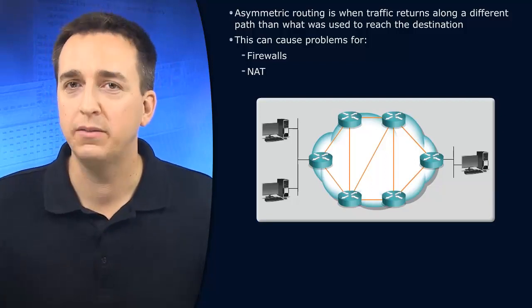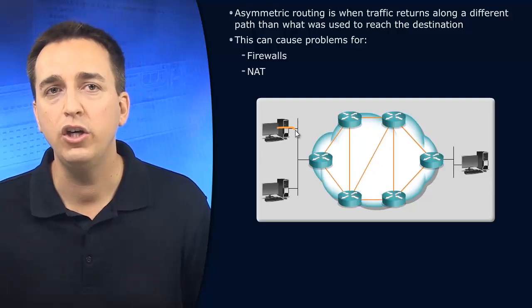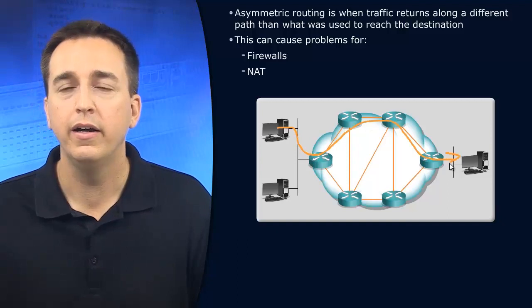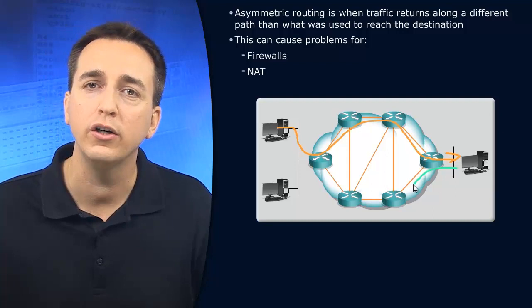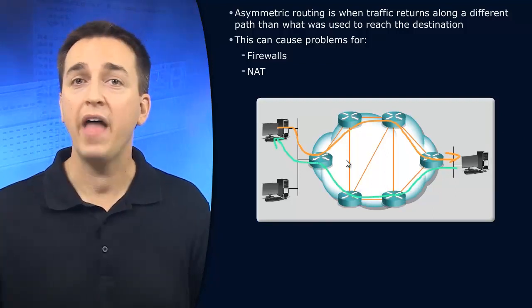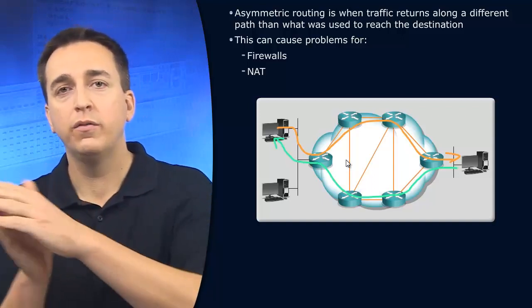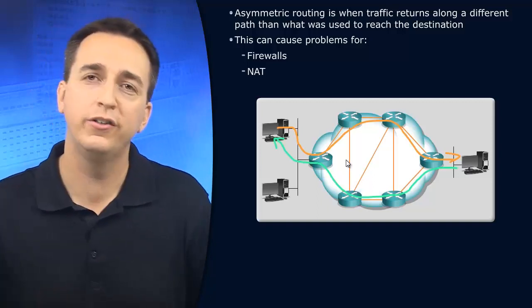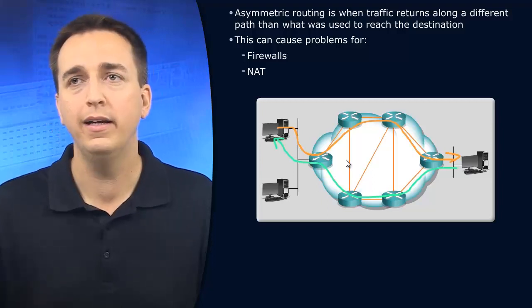So what is asymmetric routing? It's a fancy way to say that the path used from source to destination is different than the path used for the return traffic from the destination back to the source. That's all that means. That's asymmetric routing. The path for sending was different than the path for receiving the response to that sent traffic. That's all it is. Now, is that an issue? Well, it might be.